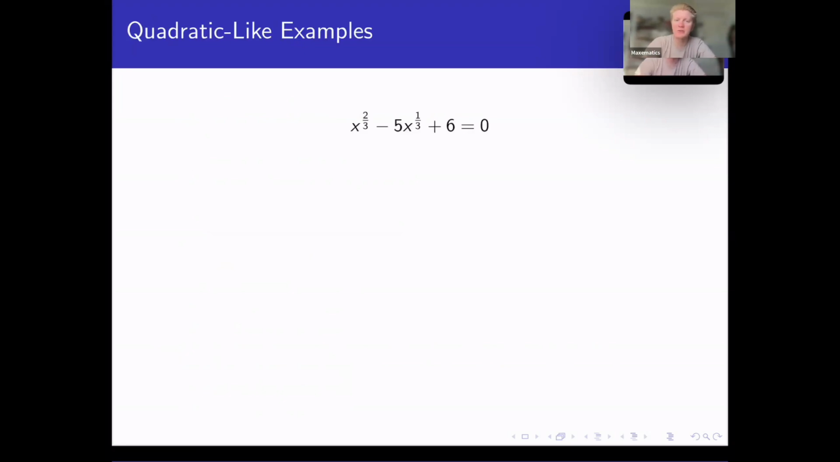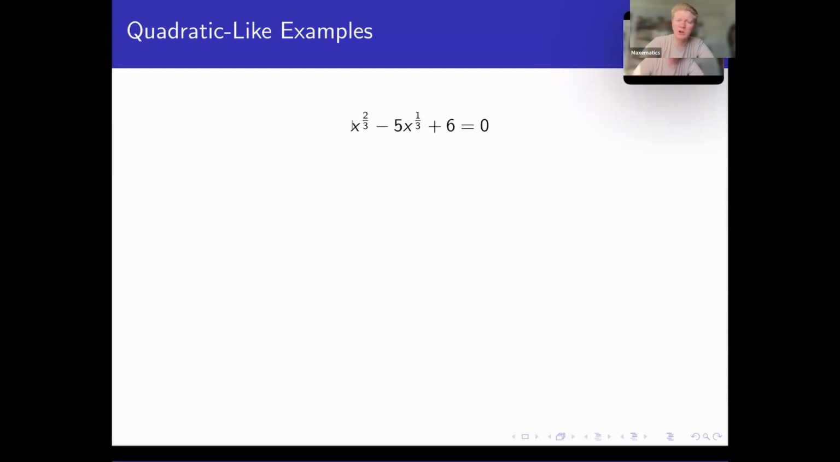So for example, let's say we have x to the 2/3 minus 5x to the 1/3 plus 6. Well, here we have an x to the 2/3, and this is like x to the 2 minus 5 x to the 1 plus 6. Only weird thing is that we have these extra, 2/3 and 1/3.